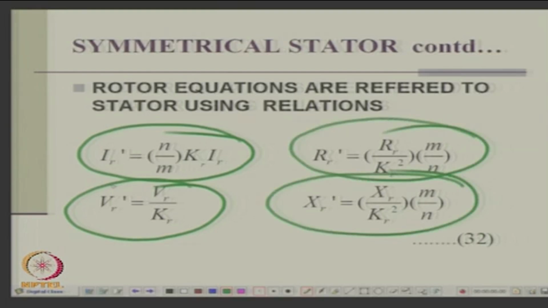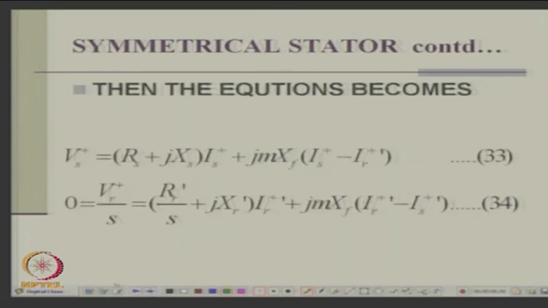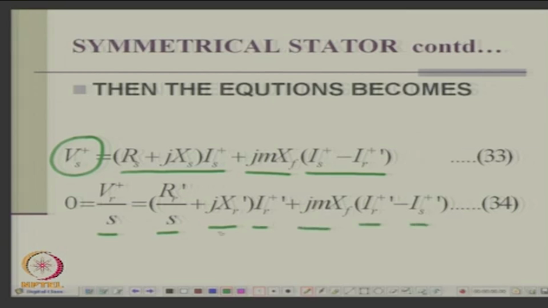How do you transform the voltages, currents and impedances? You have to be careful, you have to multiply by the phase transformation also, phase numbers N by M. If you do all the jugglery, you get very nice equations. Vs plus is equal to Rs plus Jxs Is plus Jmxf Is plus minus Ir plus dash. Then you have Vr plus dash by S is Rr dash by S, Jxr dash Ir dash plus Jxm into Ir plus dash, Is dash.